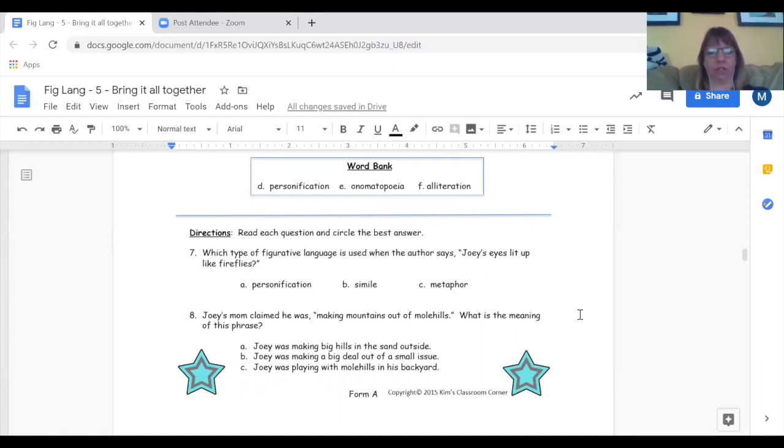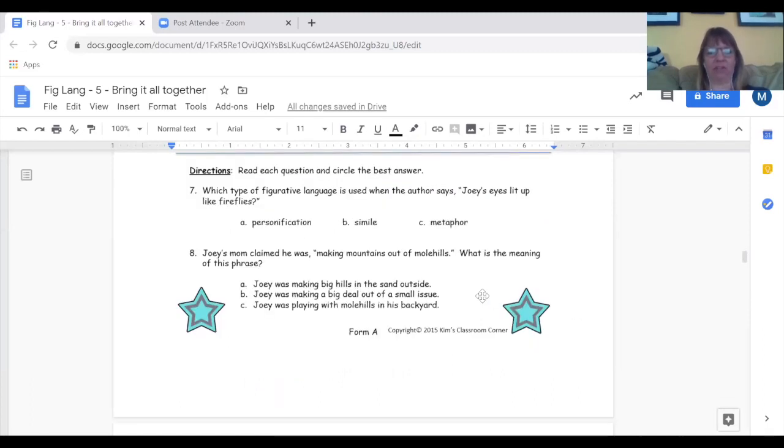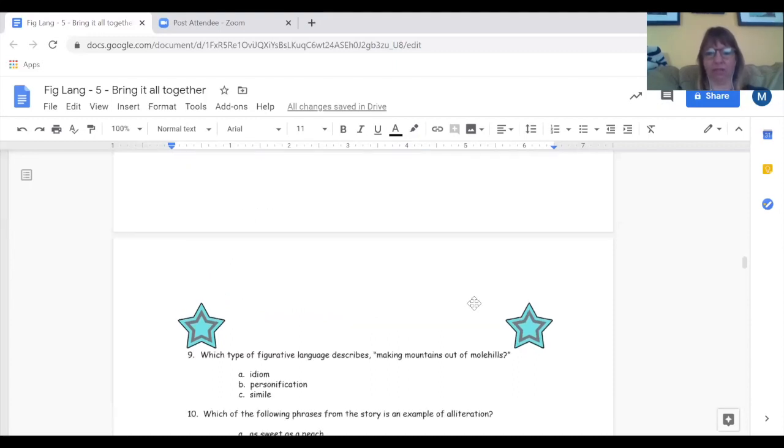Number 8, Joey's mom claimed he was making mountains out of molehills. What is the meaning of this phrase? A, Joey was making big hills in the sand outside. B, Joey was making a big deal out of a small issue. Or C, Joey was playing with molehills in his backyard. B, Joey was making a big deal out of nothing.